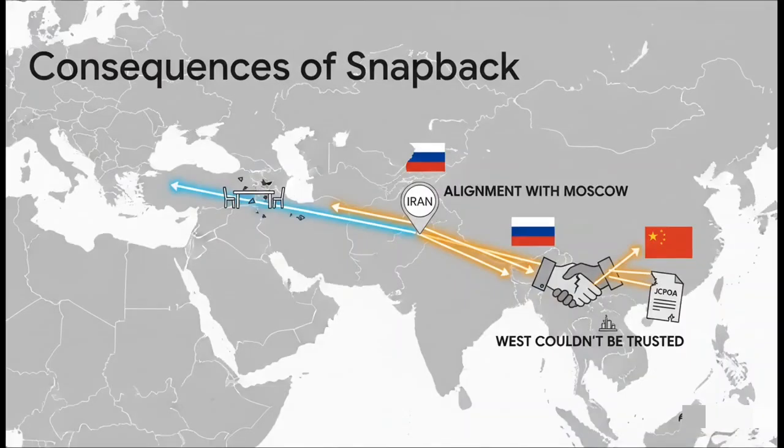So what did all this actually do? Well, the consequences were huge, and they happened fast. Instead of forcing Iran back to the negotiating table, the snapback did the exact opposite. It pushed Tehran even deeper into an alliance with Moscow, it sped up their look east policy towards China, and it just confirmed what Iranian leaders already believed, that the West could not be trusted. You can see their point of view. Why bother making deals if the other side is just going to break them anyway?